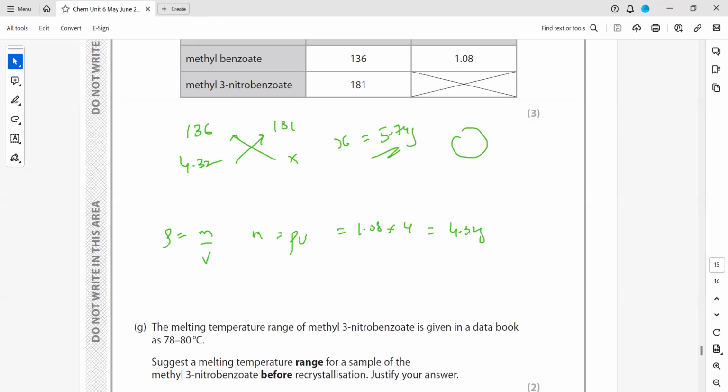So theory suggests we should get 5.7, but practically we are only getting 3.05. So percentage yield is the practical value 3.05 divided by the theoretical value 5.75, times 100. When we multiply, we get about 53% yield. Is it clear? This one?